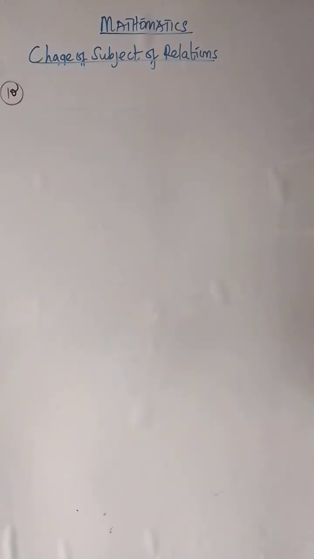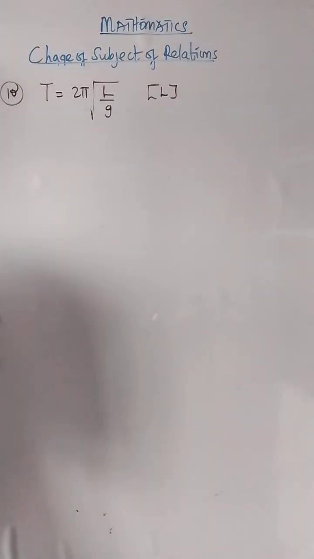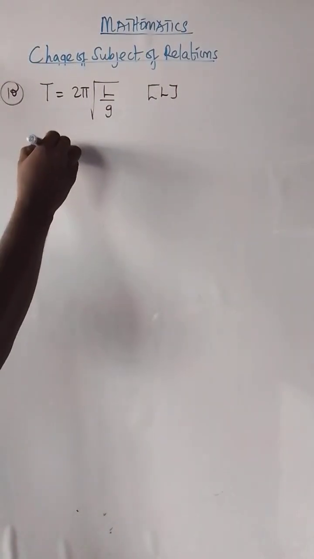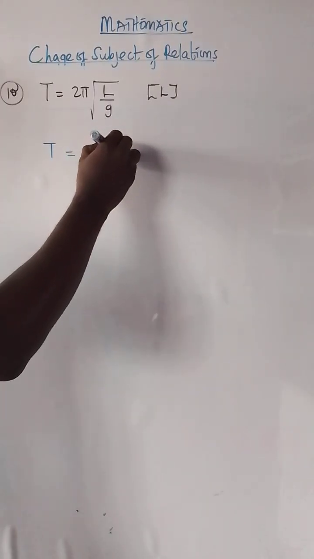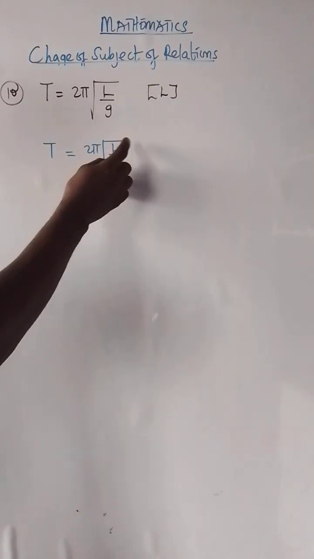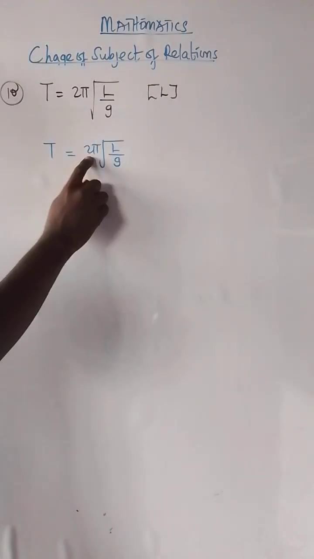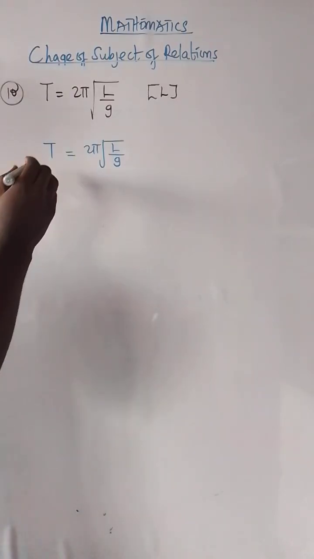Let's take a question that involves square root. For this particular one, our aim is to make L the subject. Solution. We have T equals 2 pi root L over G. Since L is within the square root, nothing should be beside the square root. So we can divide both sides by 2 pi.